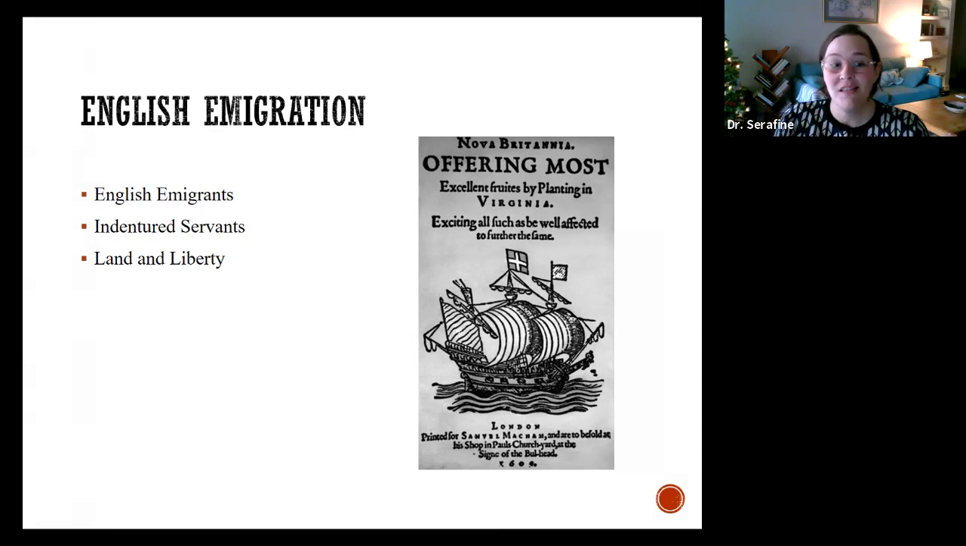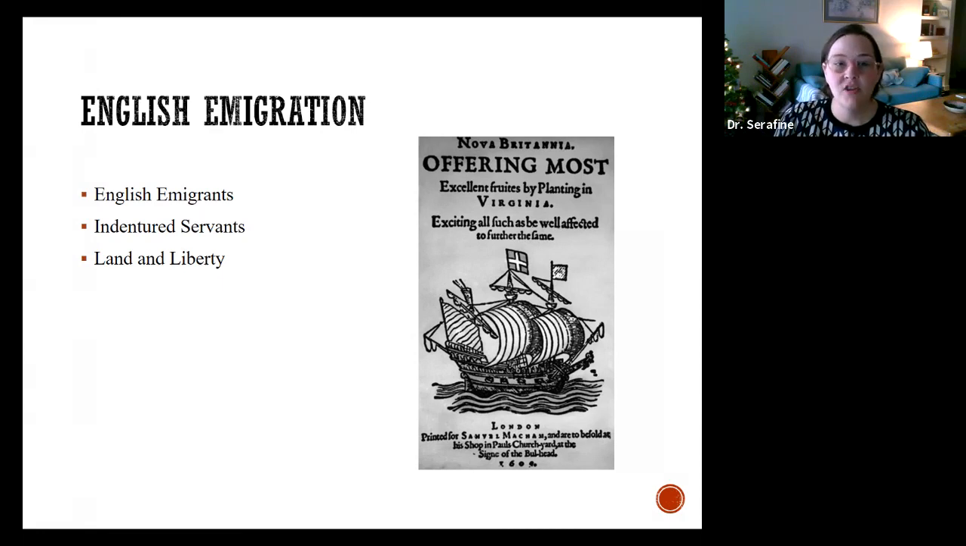Spain isn't experiencing this to the same extent. So England uniquely has all of this surplus population of impoverished people that Spain didn't. This is going to change the labor situation in the New World. What we're seeing in England is indentured servants.